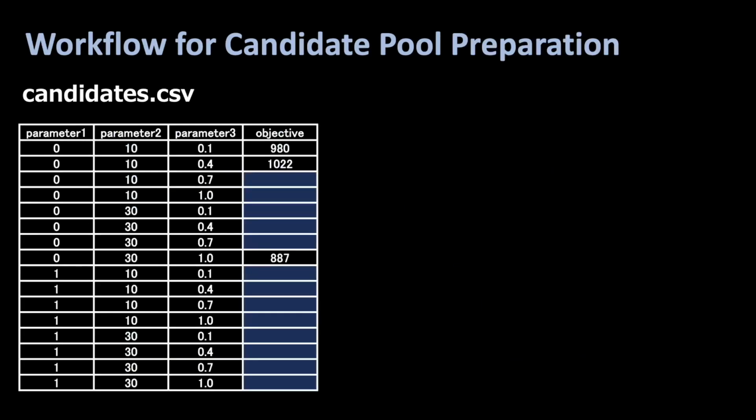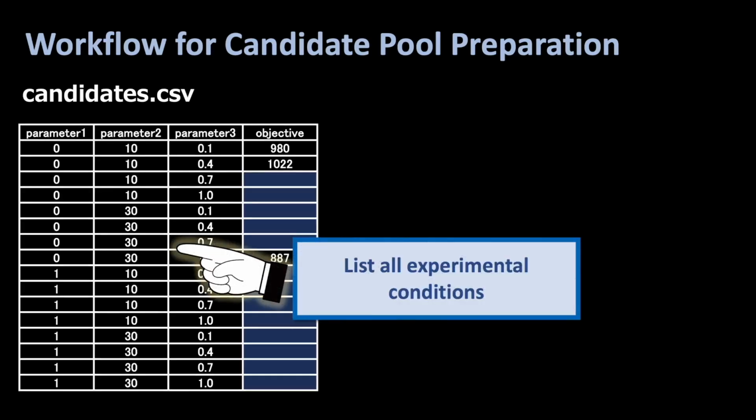First, we prepare the candidate pool as a CSV file. The top row serves as the header. In this example, we have 3 experimental parameters and 1 objective function. All experimental conditions are listed here, with each row representing one specific set of conditions.